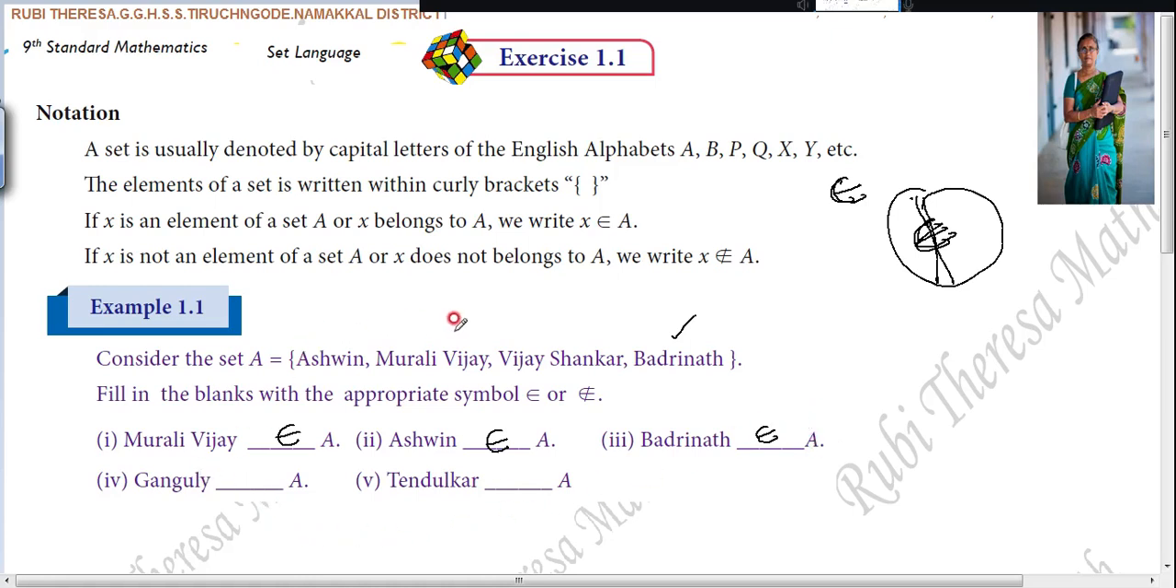Ganguly, is it there? No. Ganguly is not an element of set A. Ganguly does not belong to A. Tendulkar, check. No, it is not there. So, Tendulkar is not an element of set A. Tendulkar does not belong to A.